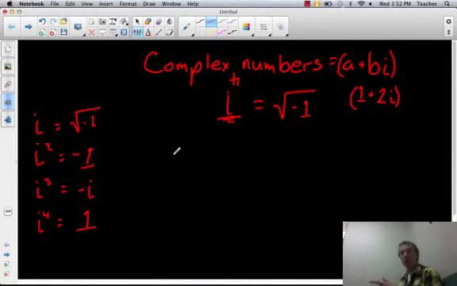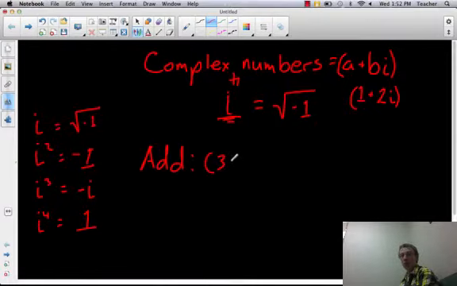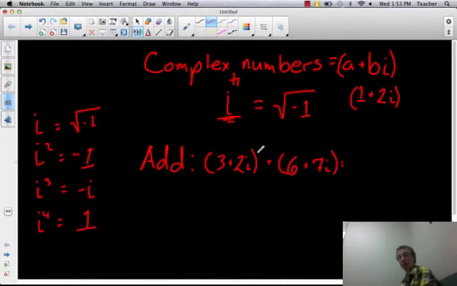But in the book, it's going to throw you some questions like, add these two complex numbers. And you're going to be like, whoa, how in the world do we add two complex numbers? It's super, super simple. So let's say we have 3 plus 2i. I like those numbers. And let's add 6 plus 7i. Now, all you do for addition is you add the like terms. I mean, it's really that simple.